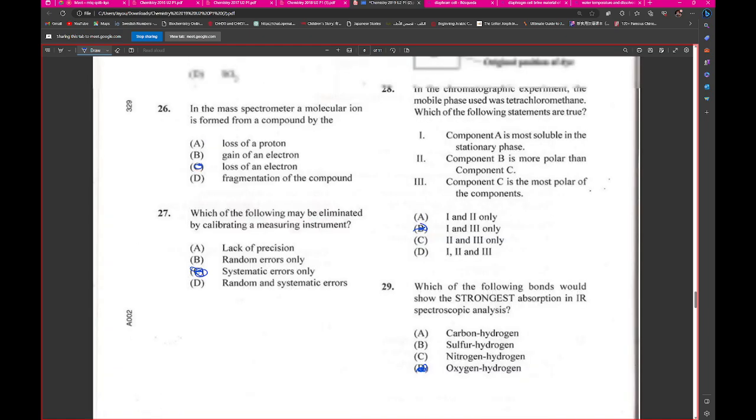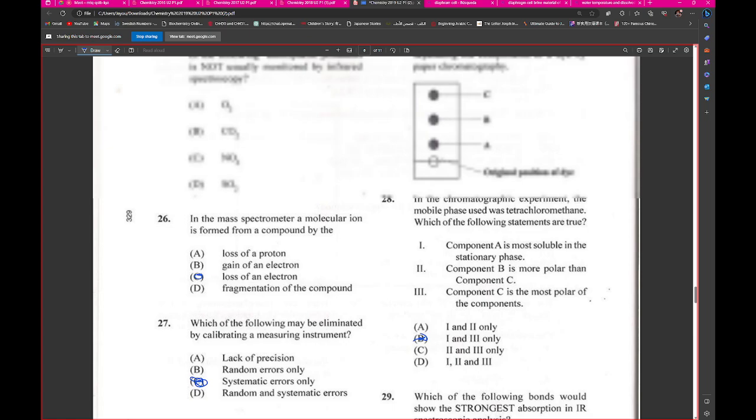Wait, you said hold on. Wait, C is the most polar out of all of them. Yeah. Oh yeah, for really supposed to be 1 and 2, right? Wait, if you look, go ahead.